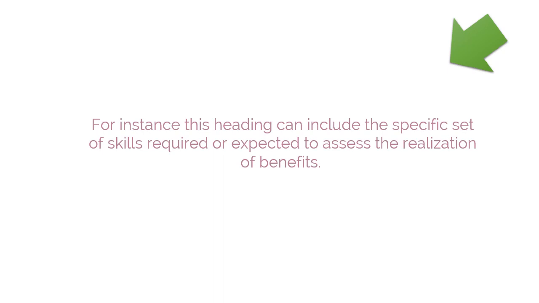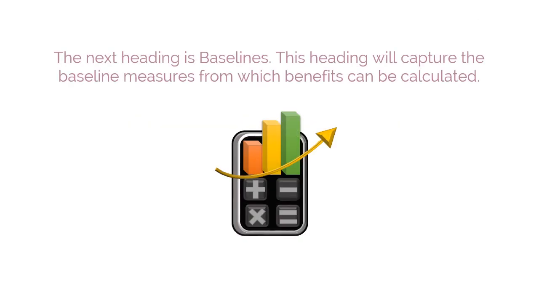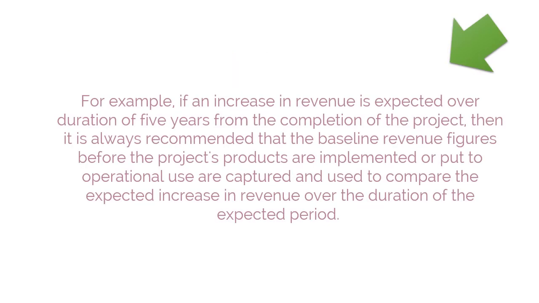The fourth heading is What resources are required to carry out benefits reviews. For instance, this heading can include the specific set of skills required or expected to assess the realization of benefits. The next heading is Baselines. This heading will capture the baseline measures from which benefits can be calculated.